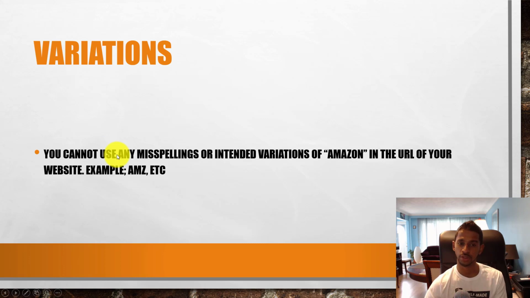Variations. You cannot use any misspelling or intended variations of Amazon in the URL of your website. So for example, AMZ, etc. So no variations, no misspelling of Amazon. Again, you don't want to mislead customers into thinking that you are Amazon, right?